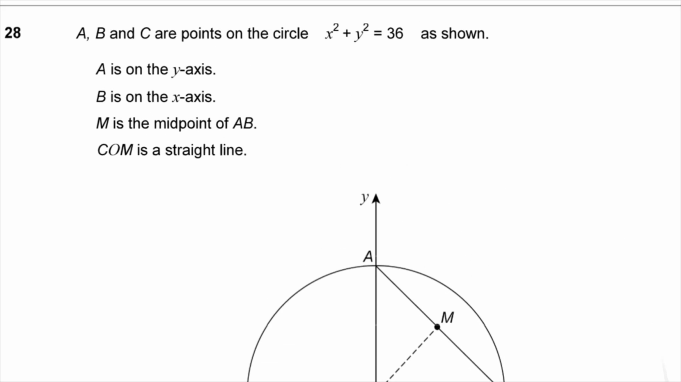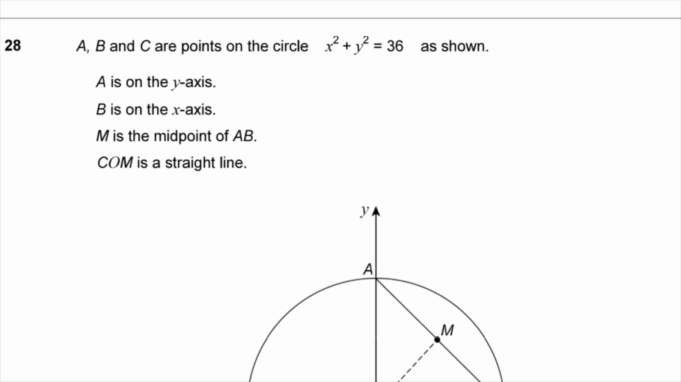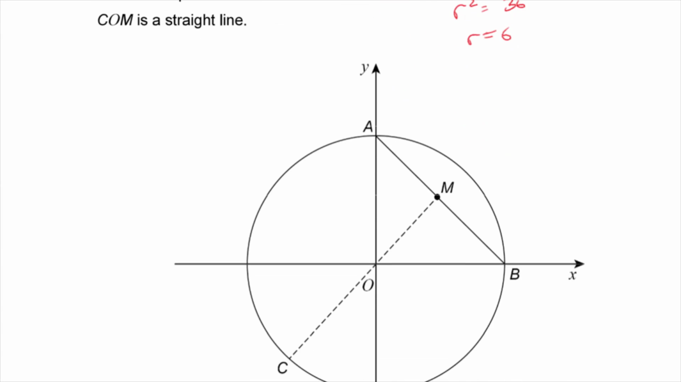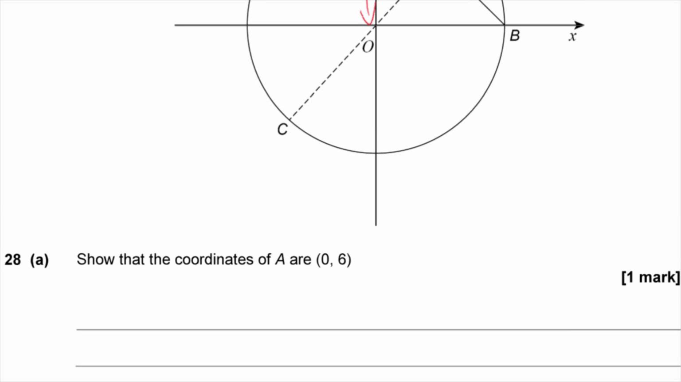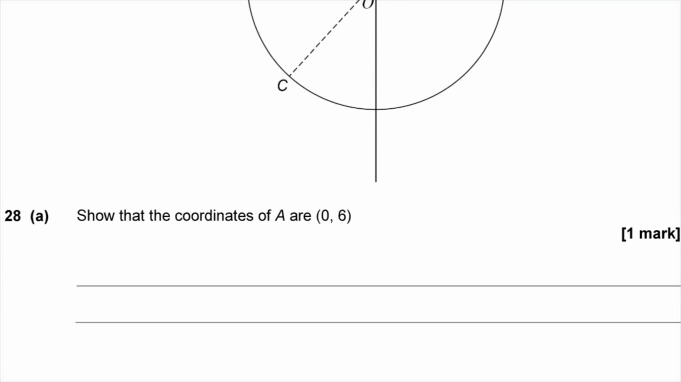Oh, that's very easy. X squared plus y squared equals 36. Any equation of a circle centered on the origin is going to be x squared plus y squared equals r squared, which means that r squared is 36, which means our radius then is going to be 6. So if our radius is 6, then the distance between the center and the edge is 6. So that means that coordinate up there has got to be 0, 6, isn't it? So that's very simple. I kind of did it on the diagram.